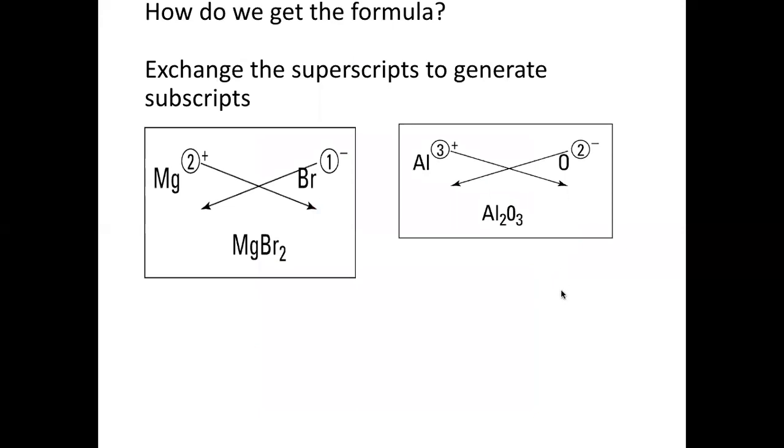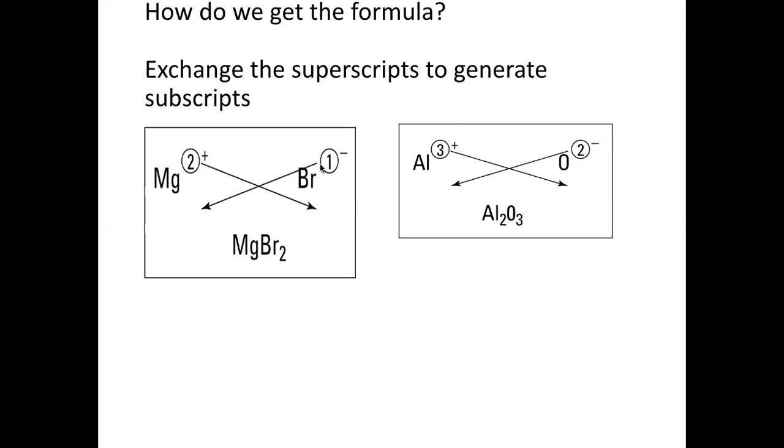So how do we get to the chemical formula? What we're going to do very easily is exchange the superscripts to generate the subscripts. So superscripts are these numbers that are at the top, and subscripts are the numbers that are at the bottom. So when we look at magnesium bromide, we're going to see that magnesium is in that second group. It's going to have a 2+ cation, and bromine is going to have a -1 anion.